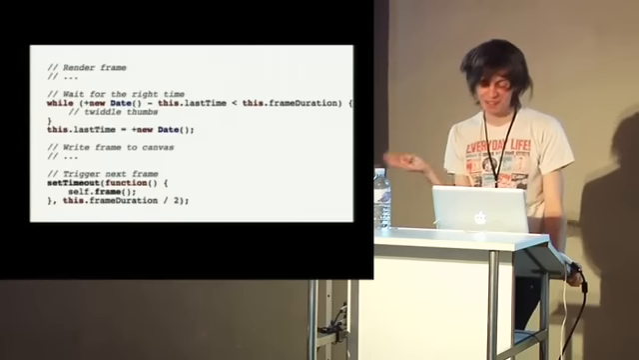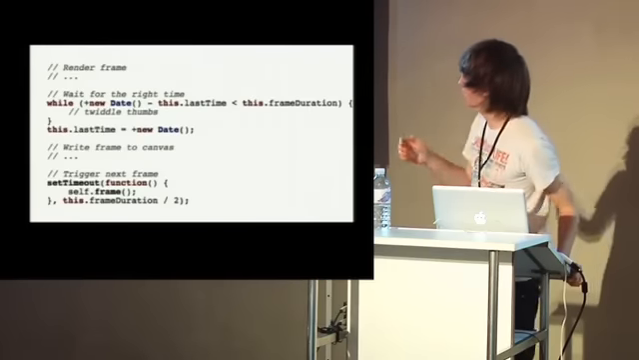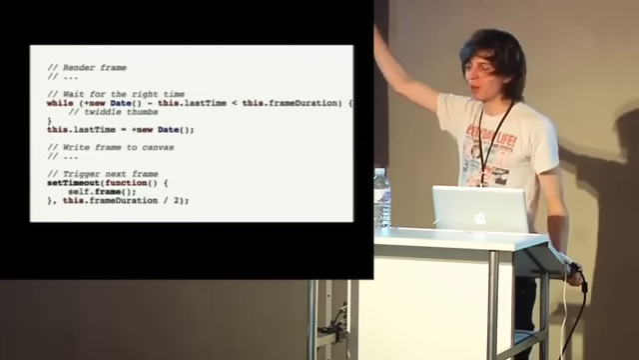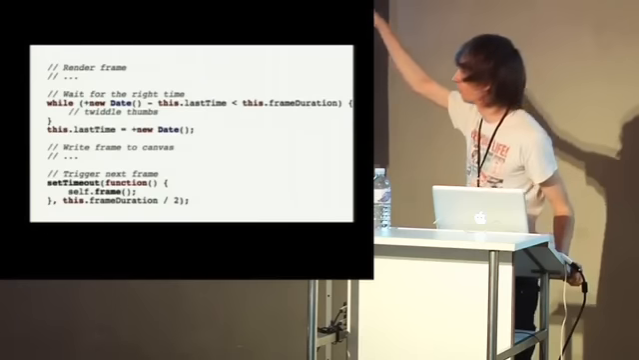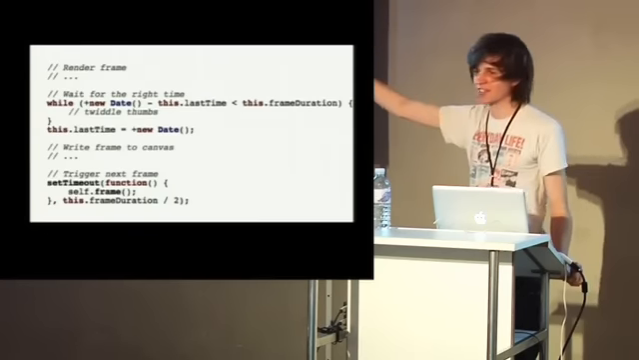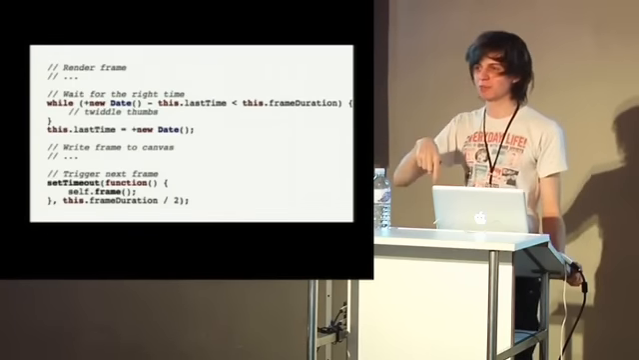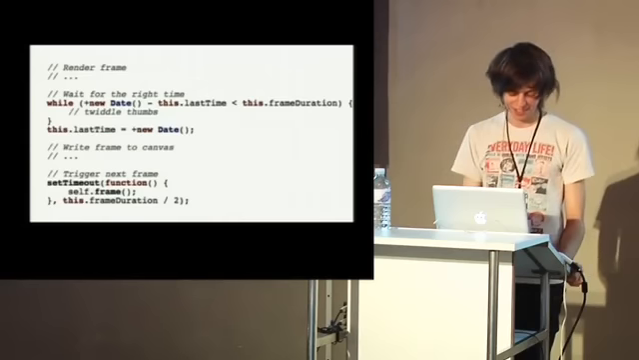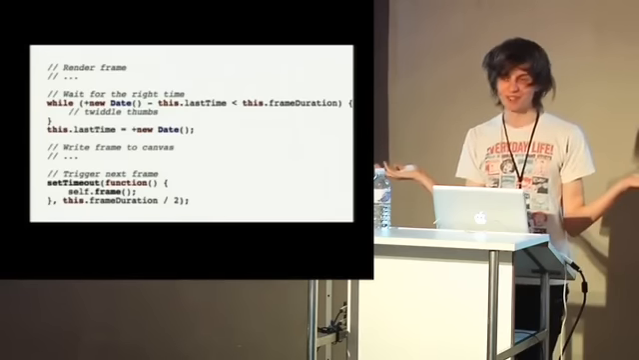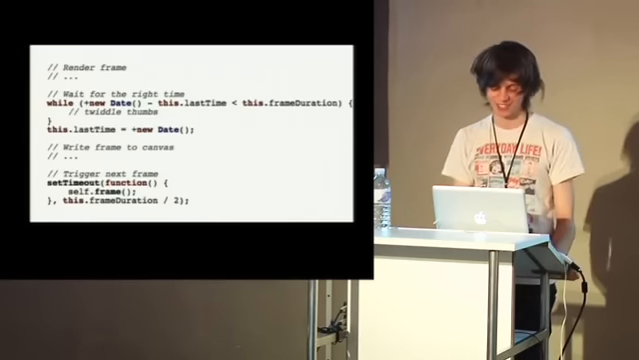It's incredibly accurate, actually. Essentially what it does is it renders the frame, and then waits until the right time to actually display the frame, then writes it to the canvas, and then triggers the next frame sort of half the time too early so it can render the next frame. If somebody has a better solution, I'd really love to hear it, because I don't like this solution at all.